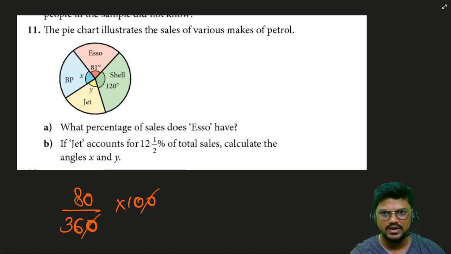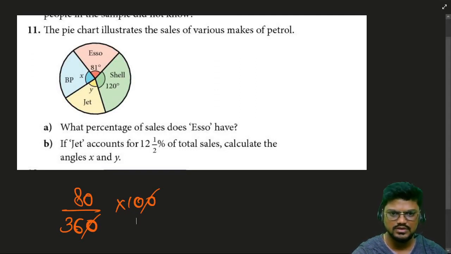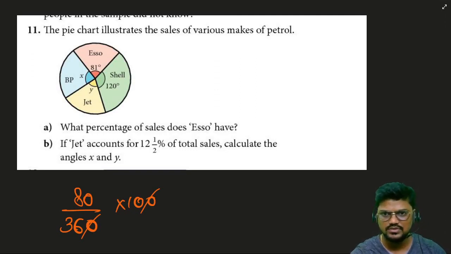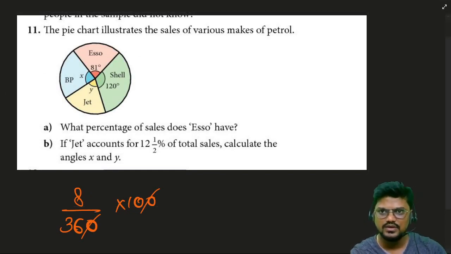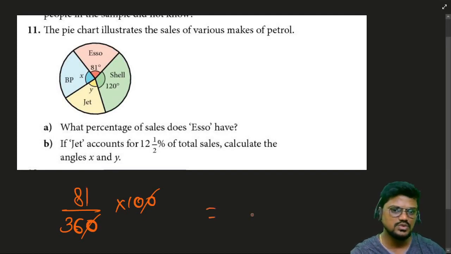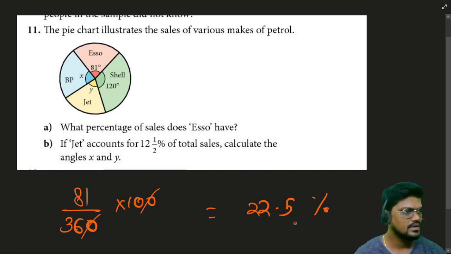800 divided by 36 gives you 22 point... wait, I'm getting a different answer. 800 by 36? Sir, it is 81. Oh, it is 81. That's why I'm not getting a proper answer. So it is 22.5%.